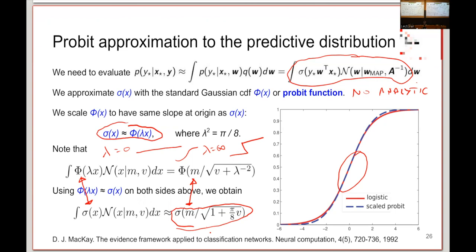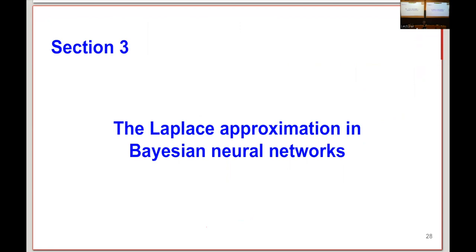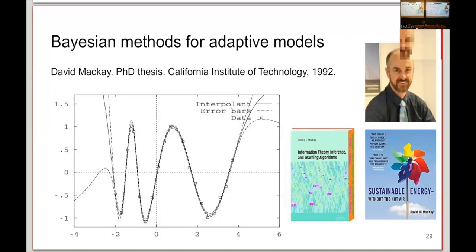Cool. So we're going to see now how to do this with neural networks, and it's when things become more fun. The first person to apply this Laplace approximation to neural networks was David Mackay. He came up with this set of techniques for his PhD thesis, which was mainly about how to obtain uncertainties in neural networks using the Laplace approximation. He also showed how to do model selection with the model evidence and other things.